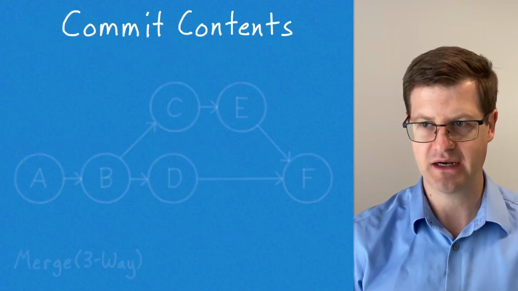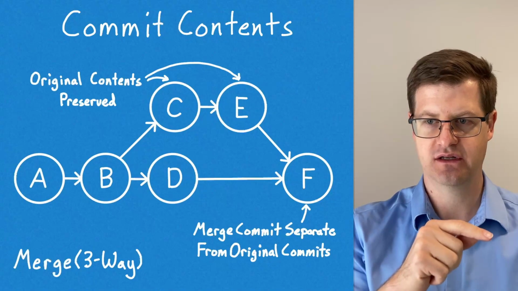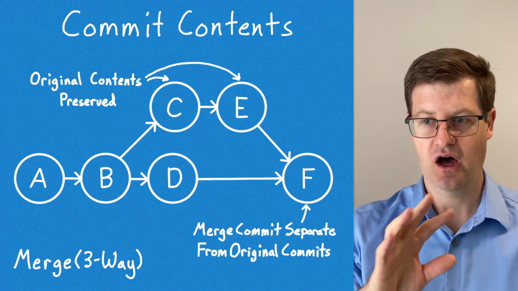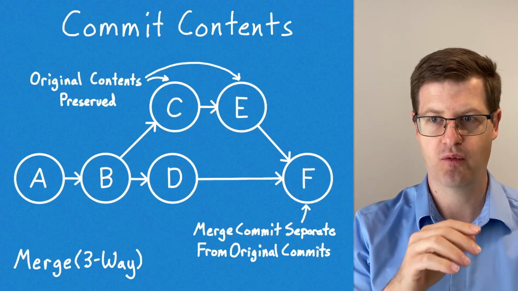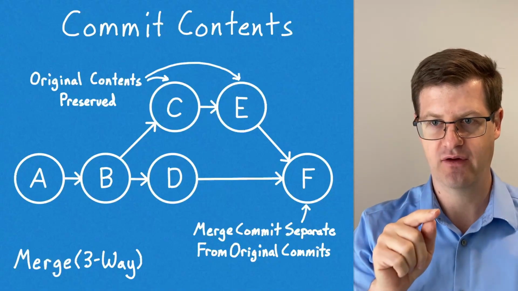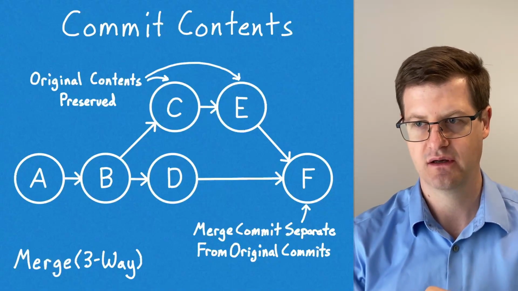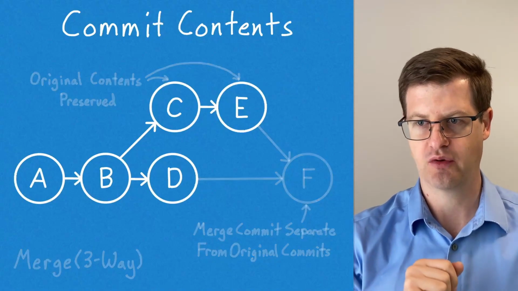So going through commit contents. In a merge, the original contents are preserved. All of the commits are as is, unchanged, and the merge commit is separate from the original commits. So you end up with however many commits you have on that feature branch, plus one more commit that has two parents. And then the head of main now points to F.